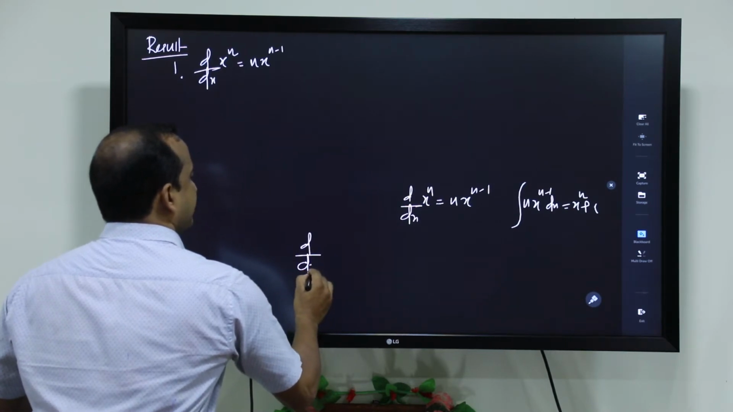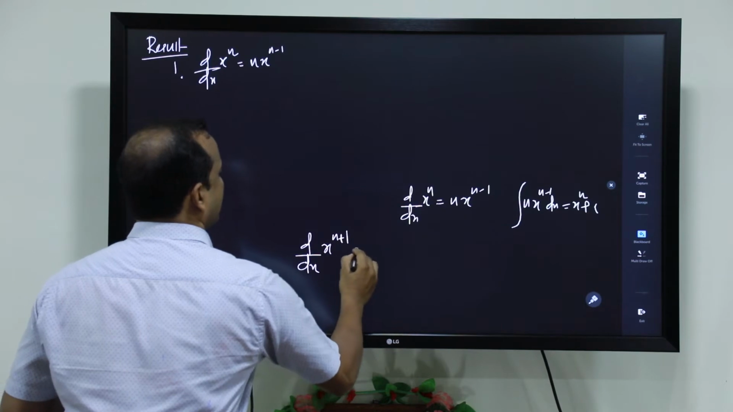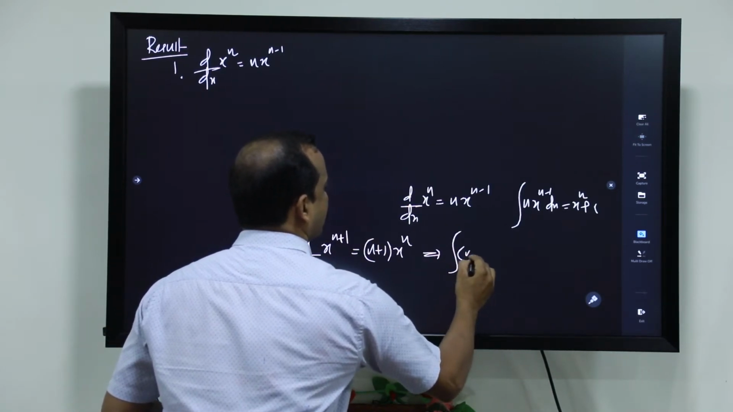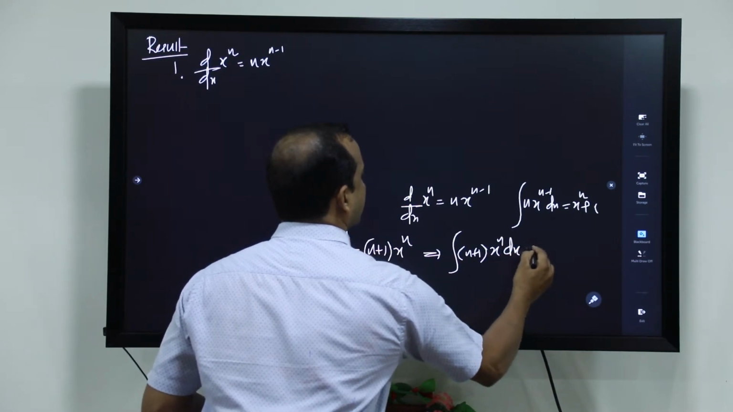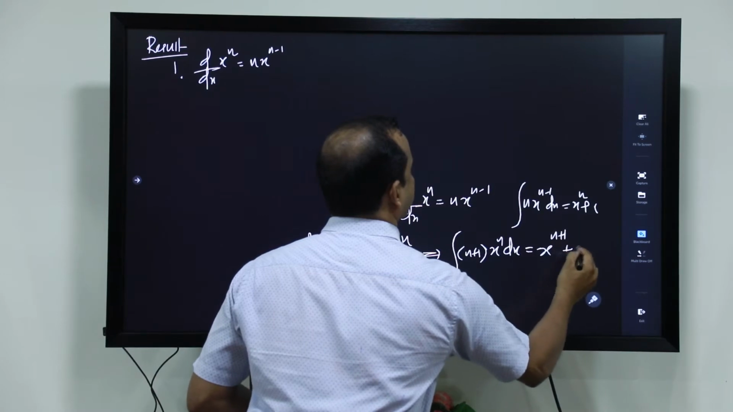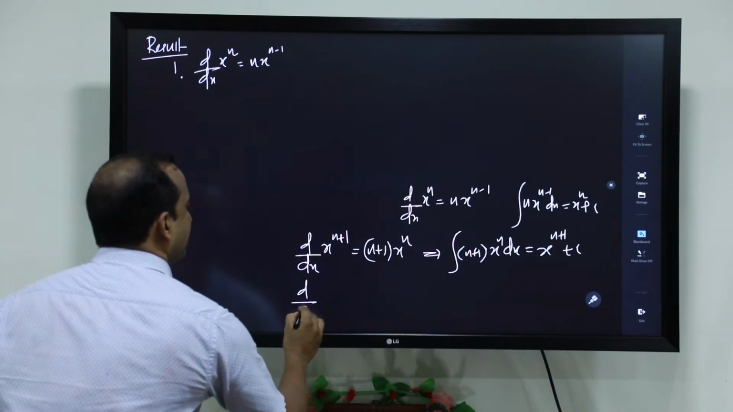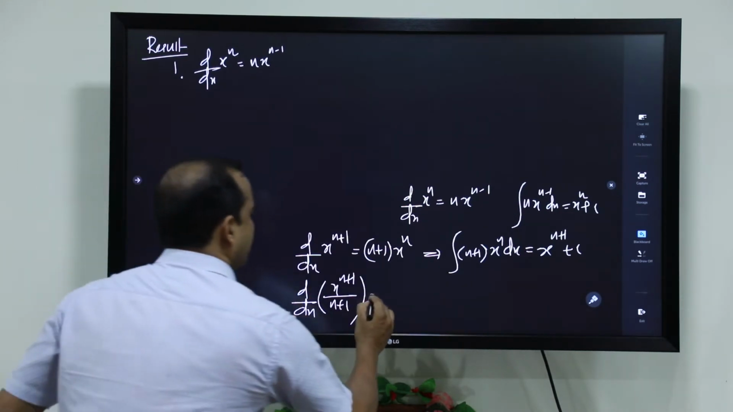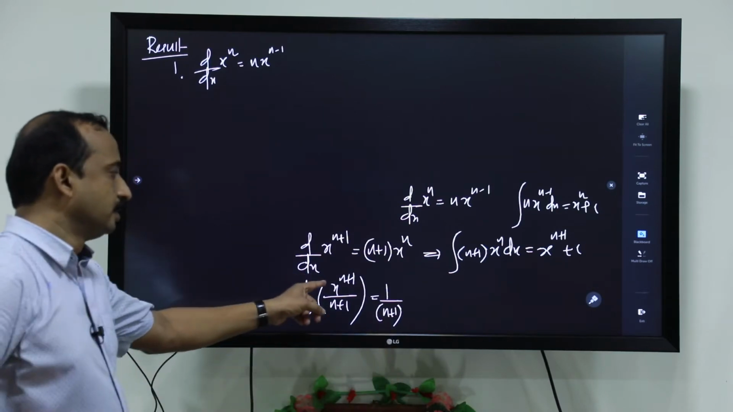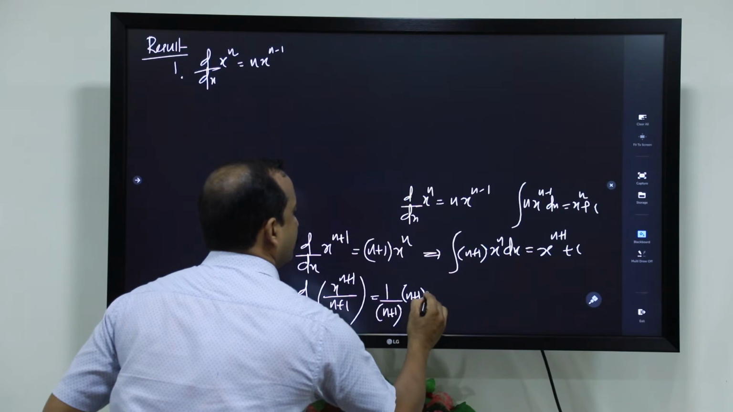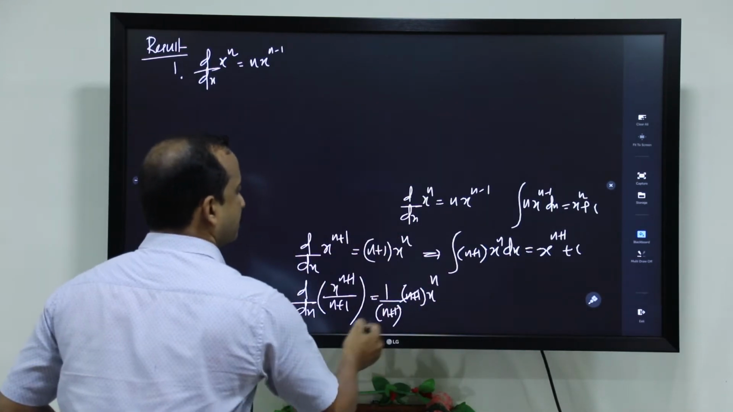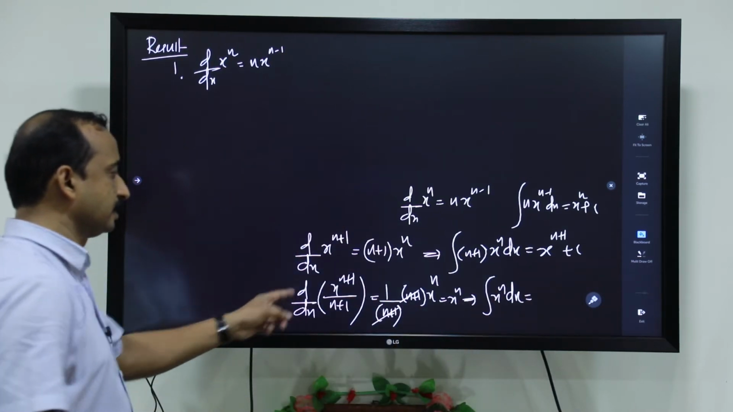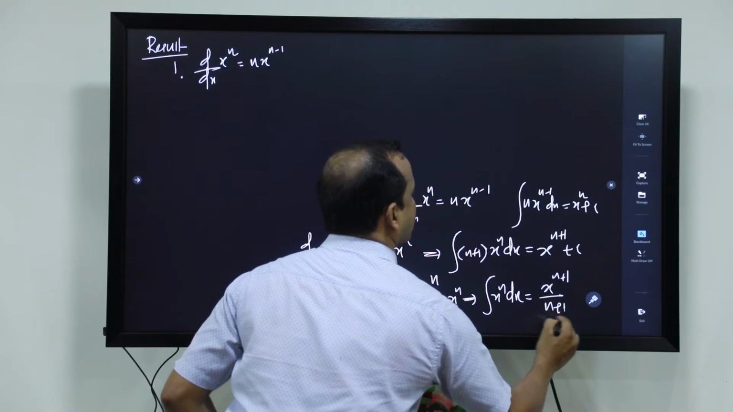Then take d by dx of x raised to n plus 1, which equals n plus 1 into x raised to n. That implies the integral of n plus 1 into x raised to n into dx is x raised to n plus 1 plus c, since n plus 1 is a constant. Now d by dx of x raised to n plus 1 divided by n plus 1, where n plus 1 is a constant, is 1 by n plus 1 into n plus 1 into x raised to n. The n plus 1 cancels, and we get x raised to n. That implies the integral of x raised to n into dx is x raised to n plus 1 divided by n plus 1 plus c.